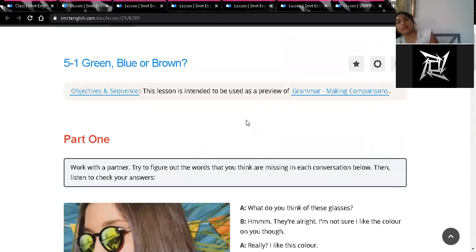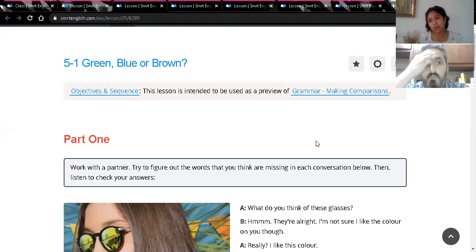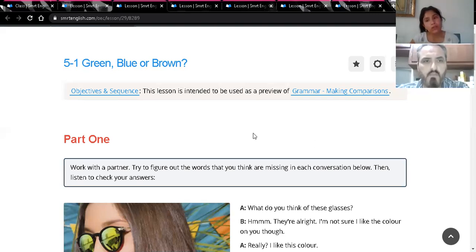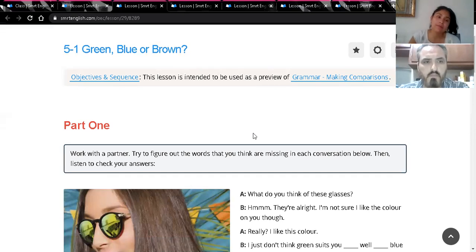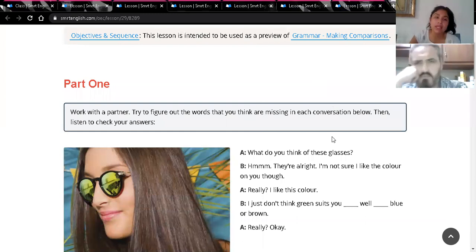And it says in here, green, blue, or brown. This lesson is intended to be used as a preview of the grammar, making comparisons. So today's grammar is that, making comparisons. What is making comparisons? Well, compare one thing to another and contrast, or say which one is better or what is the best of something. So that's what we're going to be discussing today. But before we go to the grammar, let's read what it says here. Try to figure out the words that you think are missing in each conversation. Then listen and check your answers.